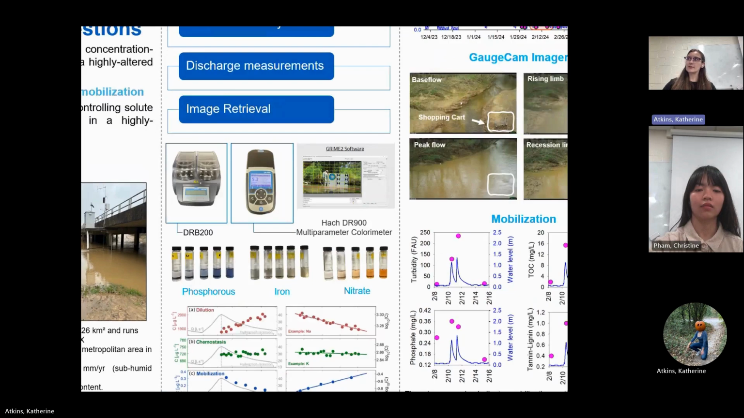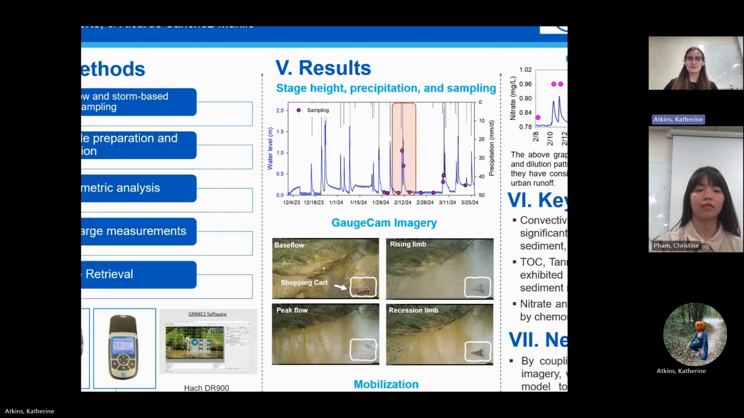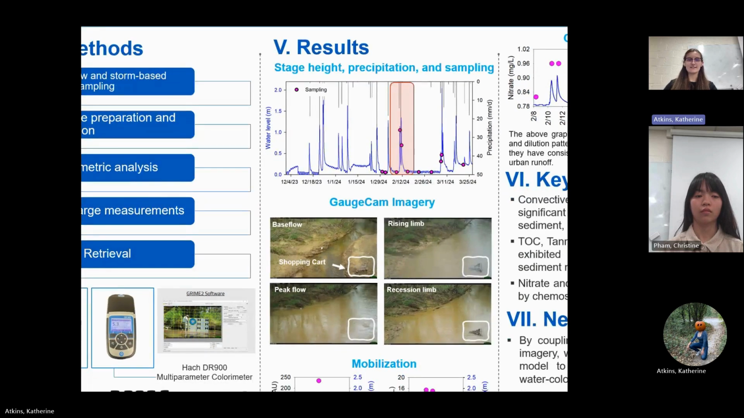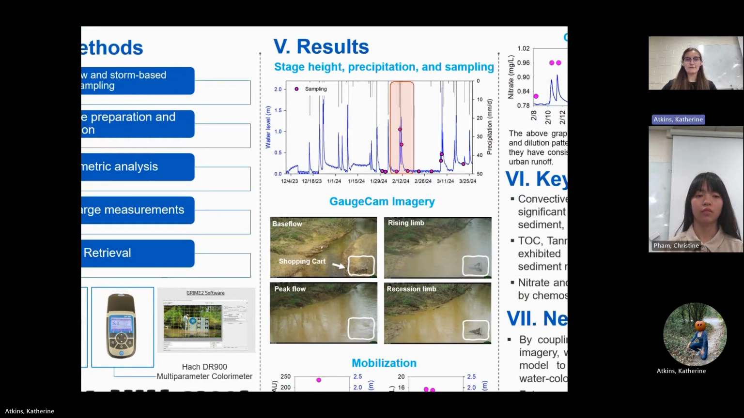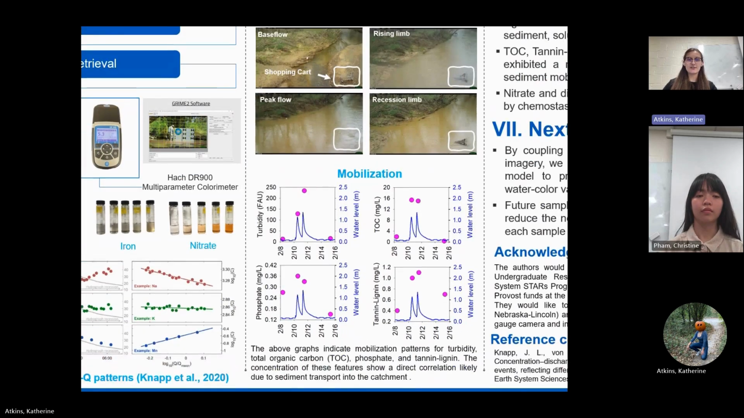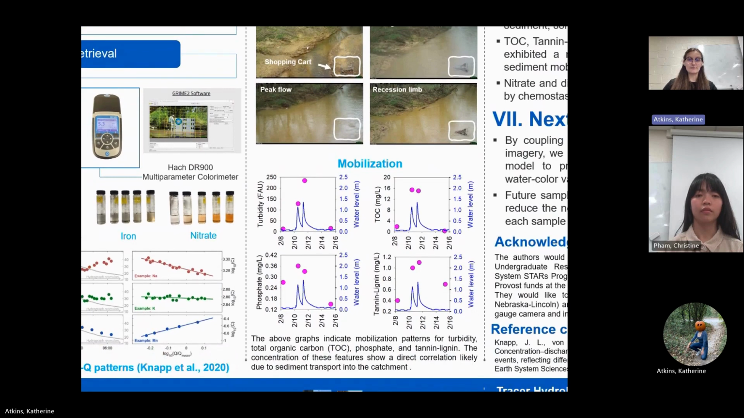For our results, we're first going to take a look at our hydrograph, which shows the change of water levels versus precipitation over time. The pink dot in this graph represents our sampling periods, and the highlighted section is the time period we'll be focusing on for this poster. The images below show what our sampling location looks like at various points of the hydrograph: base flow, rising limb, peak flow, and recession.